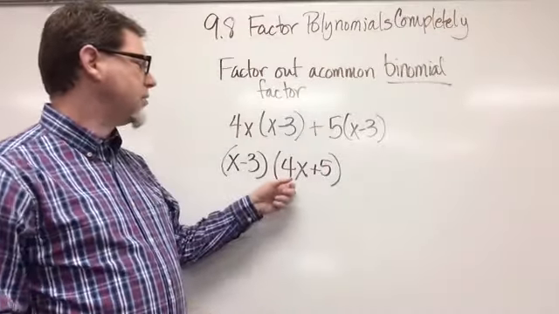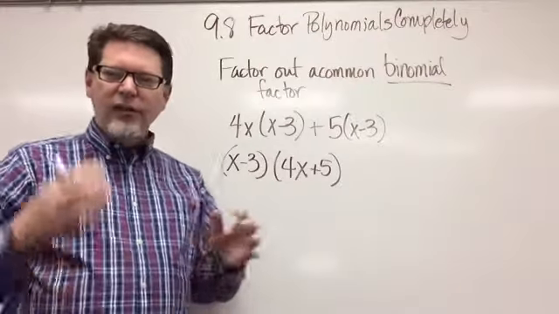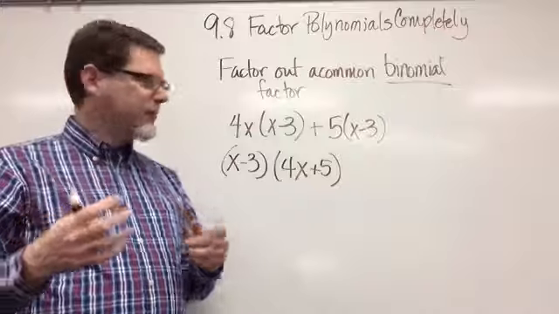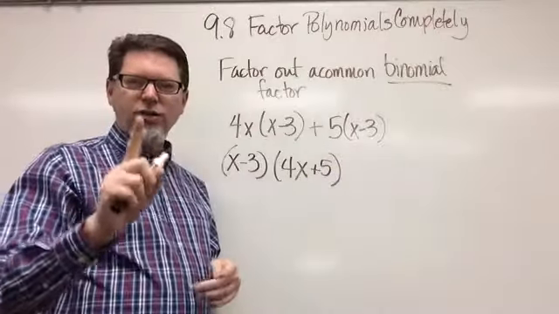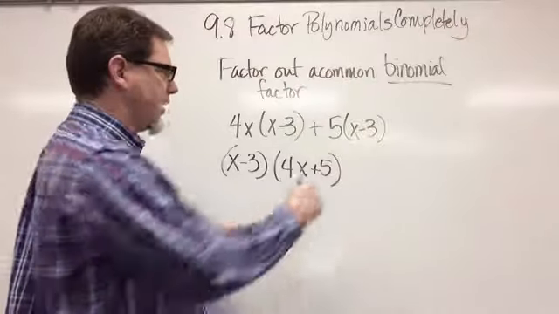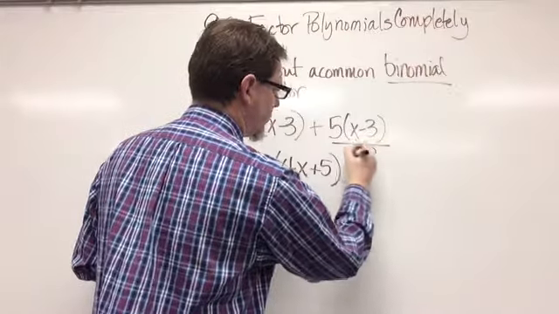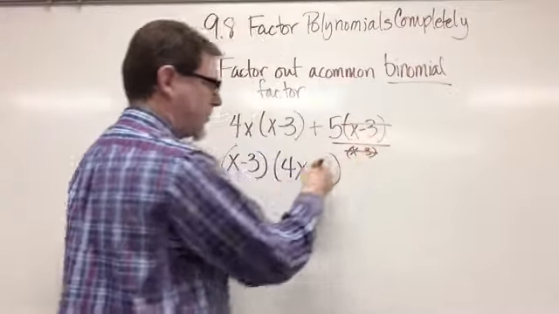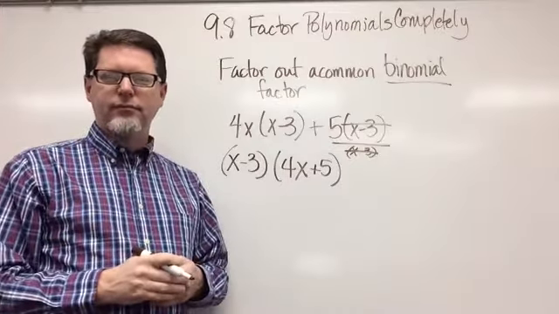x minus 3 times the quantity of 4x plus 5. I know that takes a little bit of time to get your head wrapped around it, but just think of this x minus 3 as like one term. It just happens to be a binomial. So we're just factoring out, and if I factor out x minus 3, those cancel out, so I'm left with 5. So that's just a little bit more on how this happens.